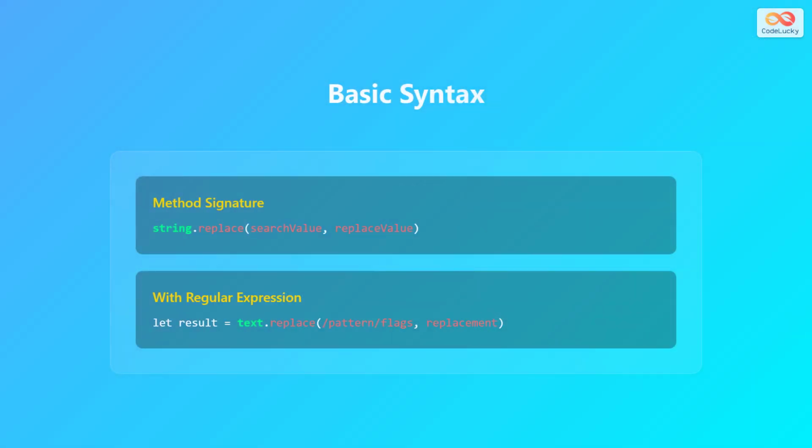Let us understand the basic syntax of the replace method. The simplest form involves calling replace on a string with two arguments, search value and replace value. The method signature is string.replace, taking search value and replace value as parameters. When working with regular expressions, the syntax becomes text.replace, with the first parameter being a regular expression pattern along with its flags, and the second parameter being the replacement string.